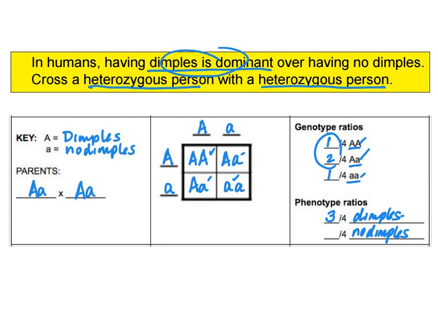And I am going to look at my little a, no dominant allele there. 1 out of the 4 will have no dimples. So this is my solution. When I cross a heterozygous person with a heterozygous person, I will get 1 big A big A, 2 big A little a, 1 little a little a, and my phenotypic ratios will be 3 out of 4 dimples and 1 out of 4 no dimples.